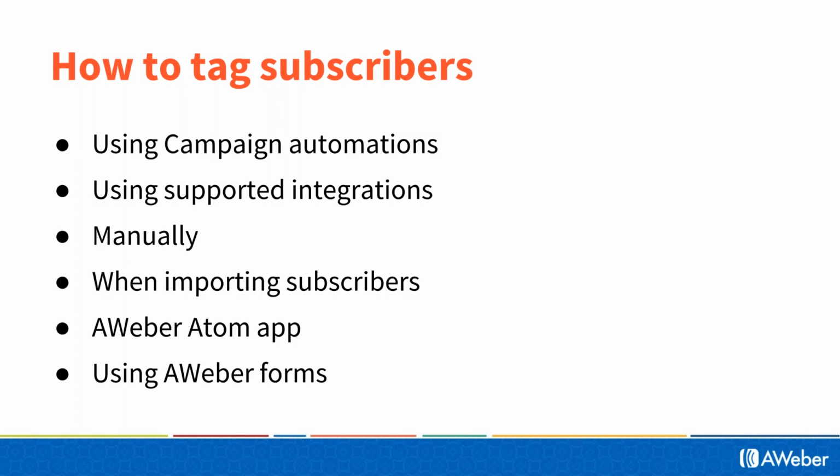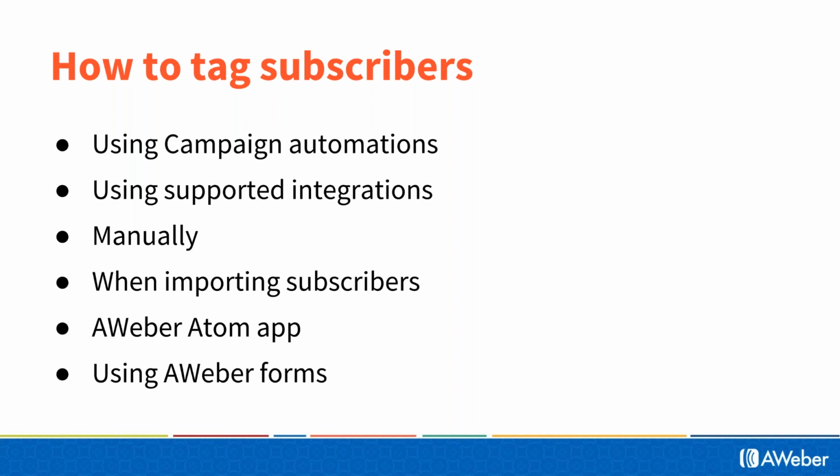Within the AWeber email automation platform, you can tag subscribers in a number of ways. You can tag them using the campaigns automations, which I'll explain in the demo. You can tag them using supported integrations. I mentioned integrations like PayPal or WooCommerce, for example. You can tag them as they come in through your integrations. You can tag them manually within the AWeber account.